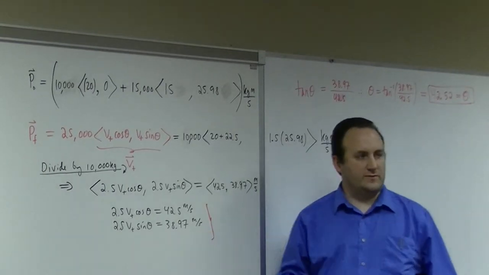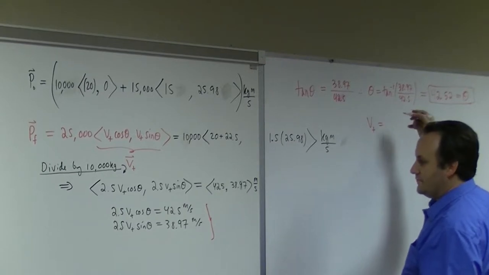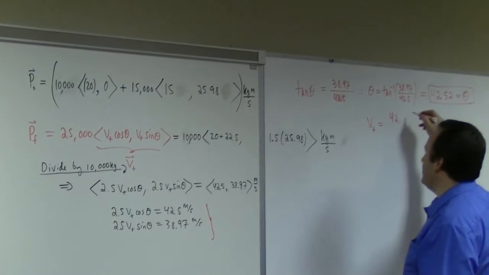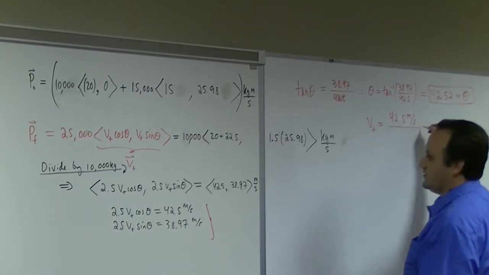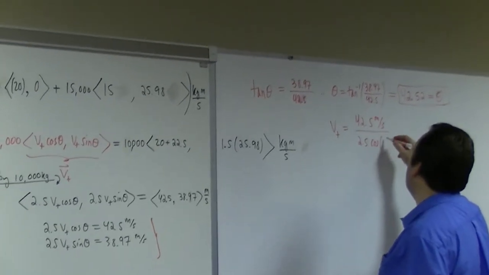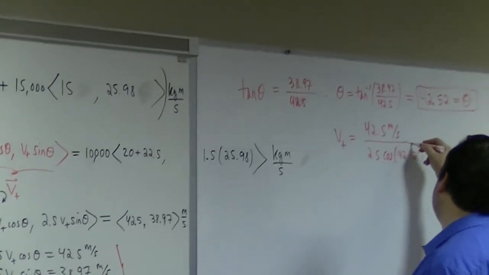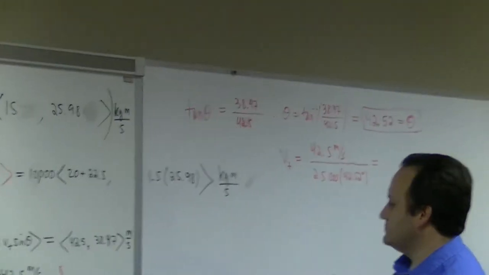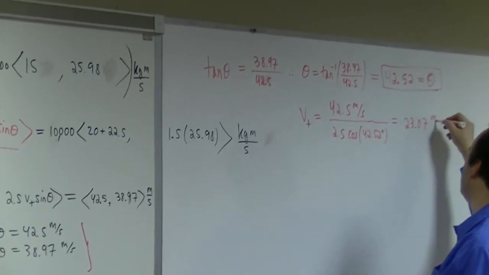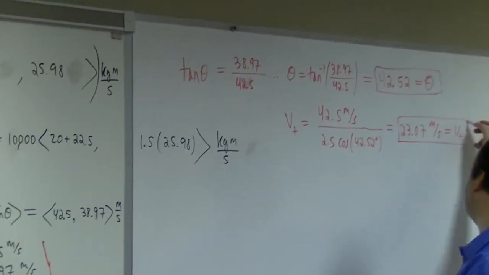Now how would you find the speed? Just pick whichever one you want, right? So v plus would be what? I'll do the 42.5 meters per second divided by 2.5 times the cosine of 42.52 degrees. What do you get? You get 23.07. 23.07 meters per second. Everybody agree? Anybody disagree?